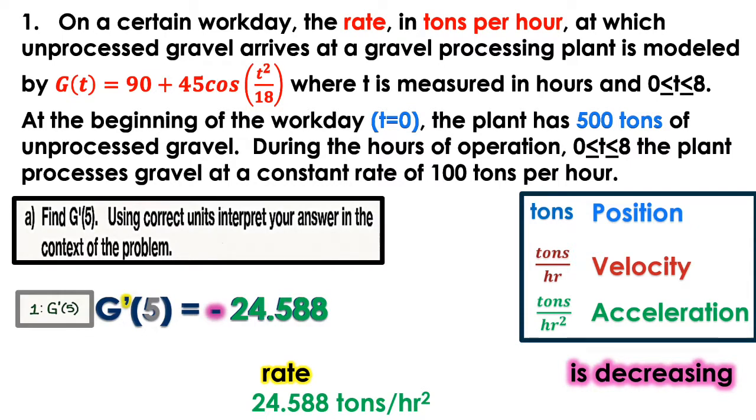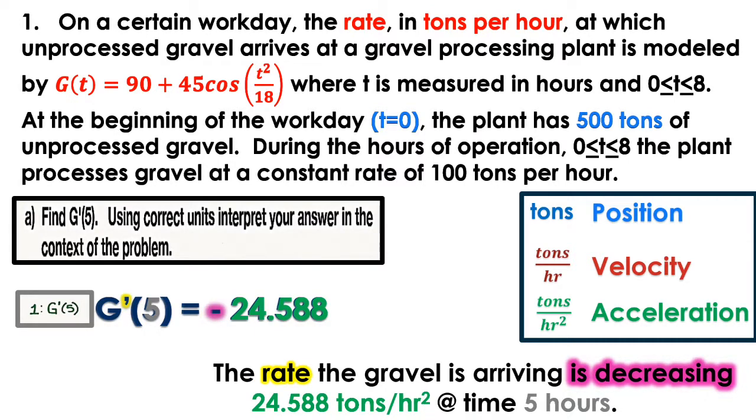When you put in labels, you always want to label your input and your output. We have labeled our output 24.588, but we have not yet labeled the input, which is 5. So it's going to be the rate at time 5, and the label that we're looking for here is hours. So at 5 hours. Okay, this is the main part that needs to be here, but we're going to put in some connecting words. So the rate the gravel is arriving is decreasing by 24.588 tons per hour squared at time 5 hours.